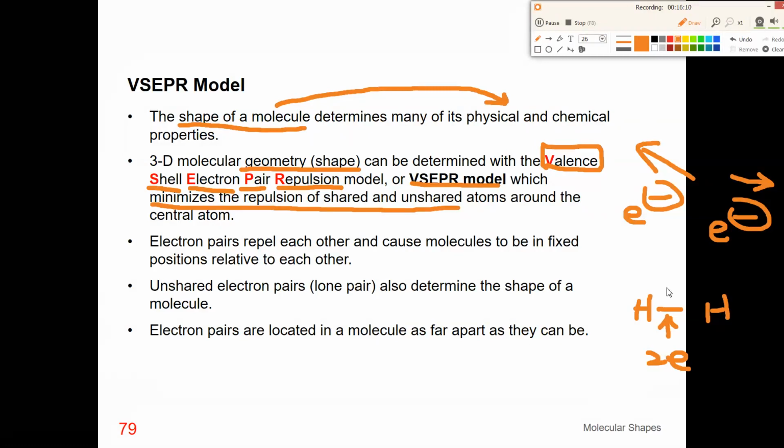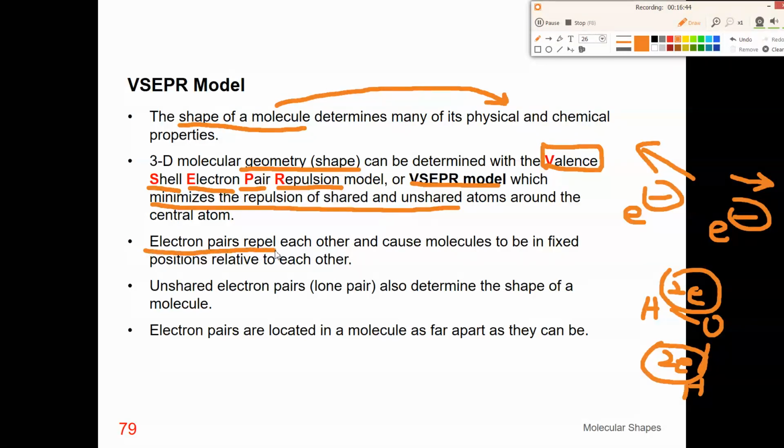Because if we have another bond, just a bad example, water, right? Basically, each bond has two electrons. So those electrons are going to repel each other. So basically, these two bonds are going to repel each other. So that's the foundation for the VSEPR model. So electron pairs repel each other. Basically, chemical bonds are going to repel each other.